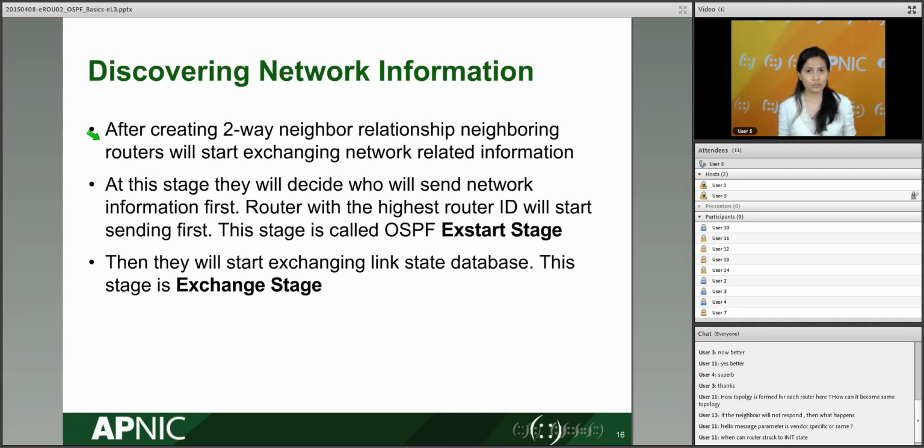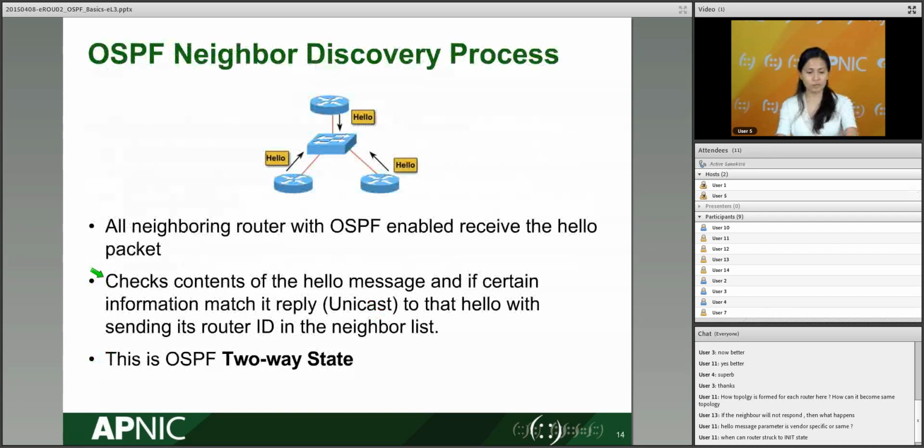So the one that goes first is the one with the highest router ID. Okay, so it's kind of an implicit understanding among routers. With OSPF, the one with the highest router ID will start the process. This decision process is what we call the ExStart stage. Okay, and then after that, they exchange the actual database, the link state database, and this part is what we call the exchange state. So you notice there are different states that have to be followed.